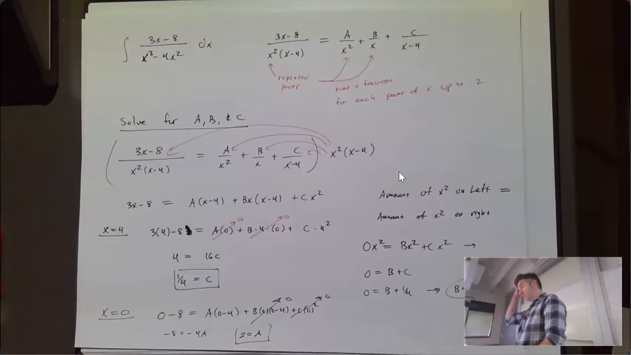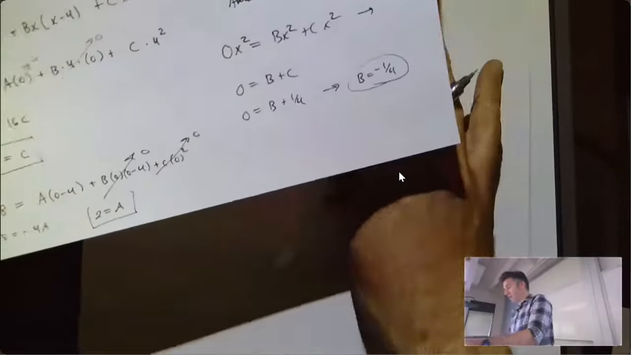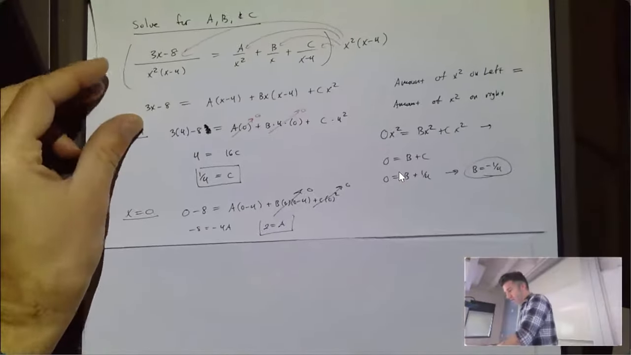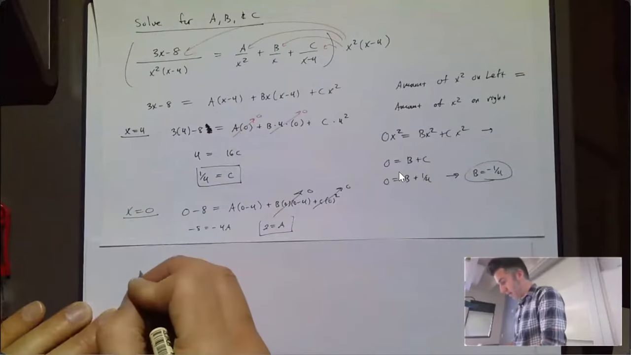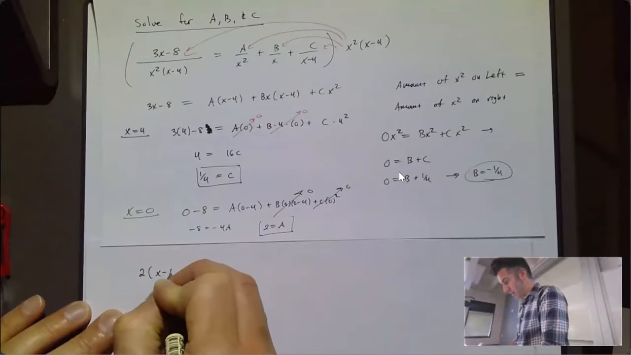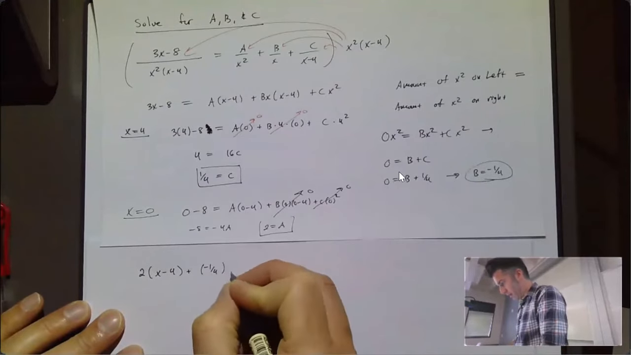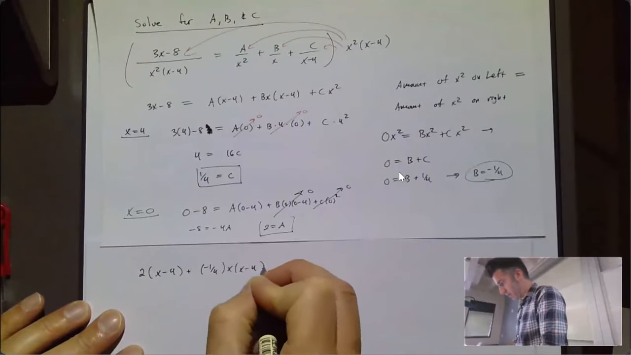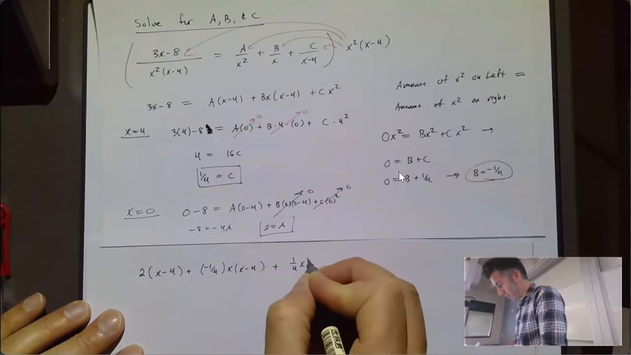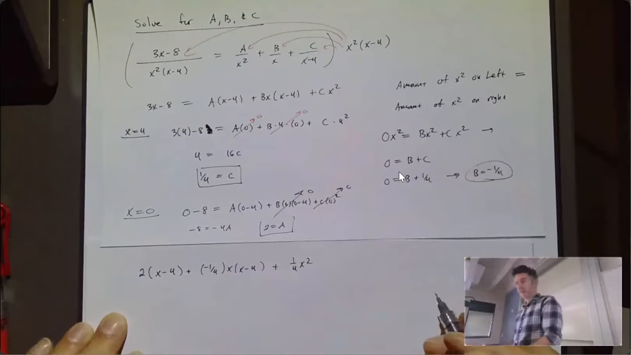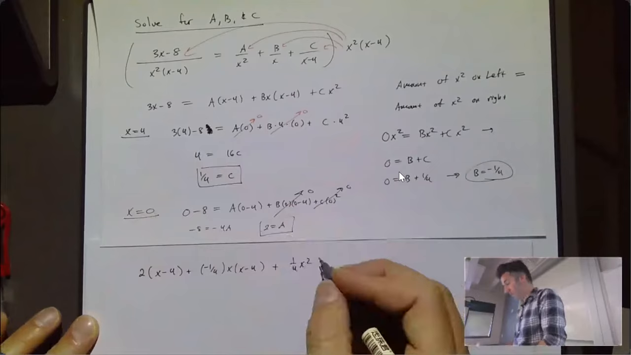Let's check it out. Normally we would just be like, cool, let's go. Well, let's actually look back and see if we have what we think we have. So on the right-hand side here, now writing this out, I have 2 times x minus 4 plus negative 1/4 times x times x minus 4 plus c, which is 1/4, times x squared. And if I actually expand it out and simplify, I should get 3x minus 8. Let's see if we do.